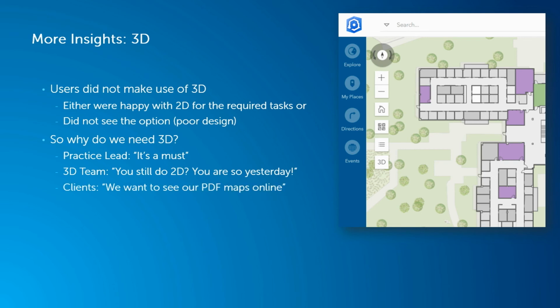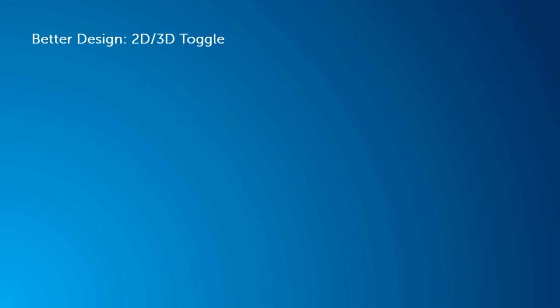And then I talked to some clients, and not surprisingly, they're happy to get their PDF maps into 2D. And they say, we don't know what 3D is and how to maintain this. So the challenge here was, well, we need 3D. Understand the problem to the solution. We have the solution, but why? I still don't know.